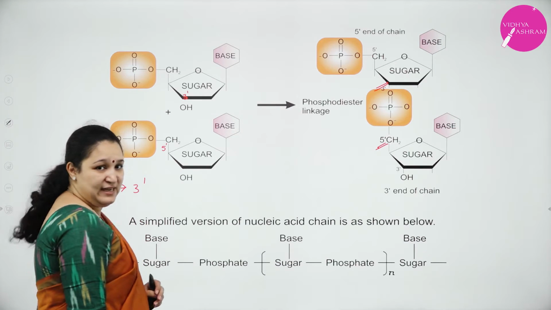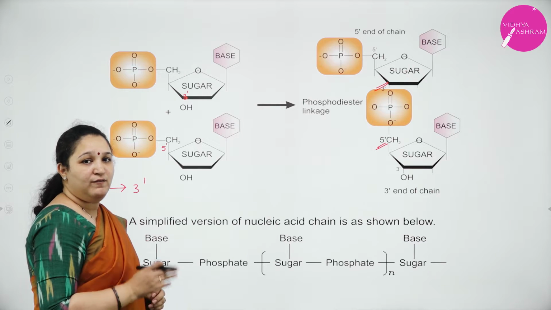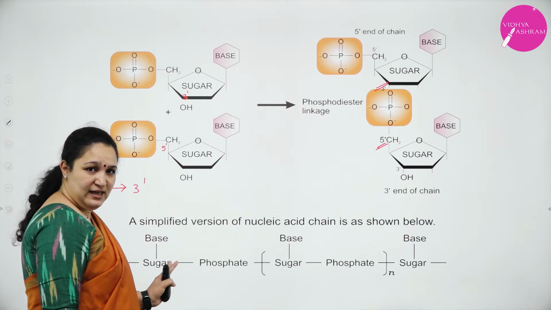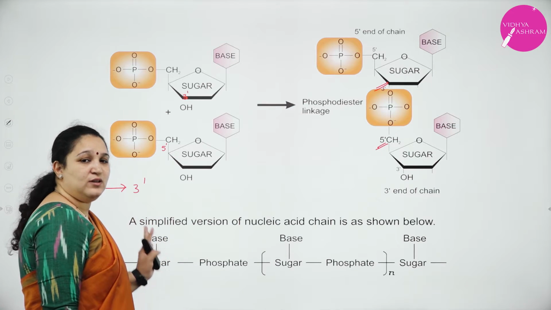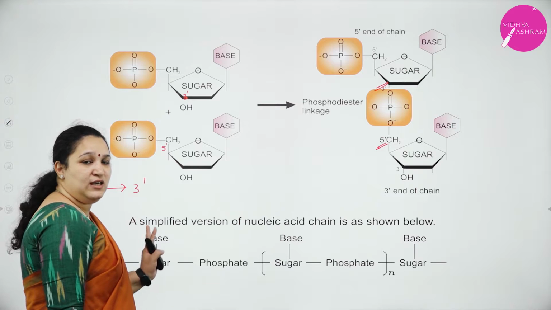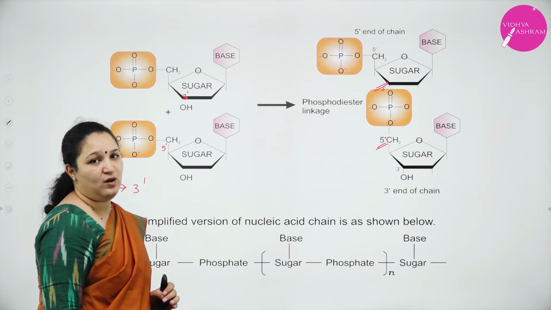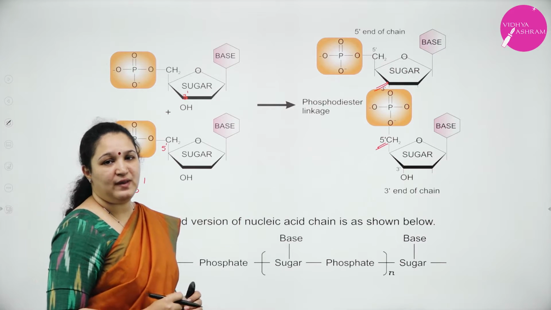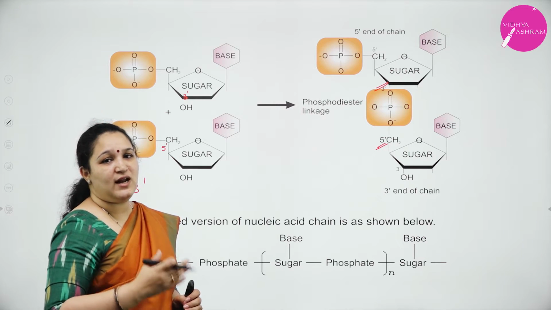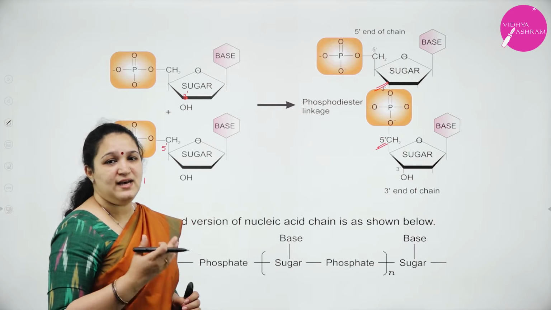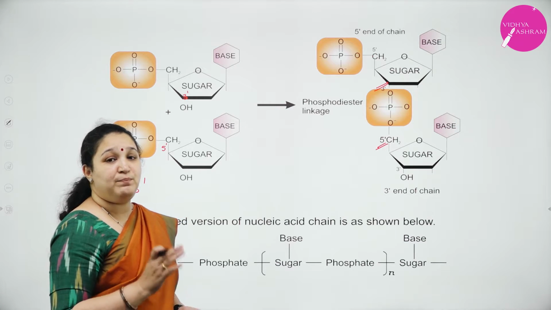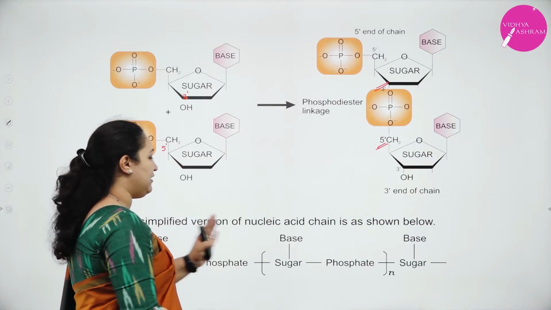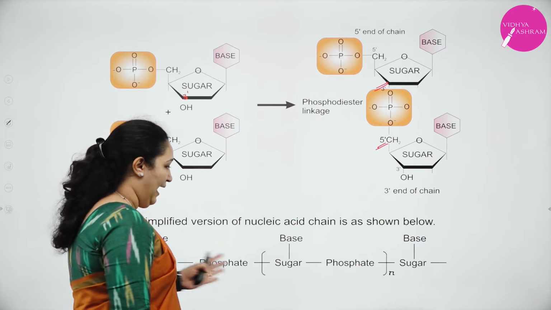If the sugar present is ribose sugar, we call it a ribonucleotide, and if the sugar present is deoxyribose, then we call it a deoxyribonucleotide. Okay, the polymer of ribonucleotides is RNA and the polymer of deoxyribonucleotides is called DNA. Okay, that primary structure is just the long chain which has different bases at different positions, as you can see here.